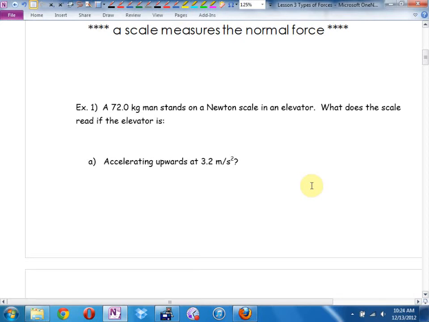You ready? This is a job for a free body diagram. Here's the person. What are the forces acting on this person? Get the obvious one.